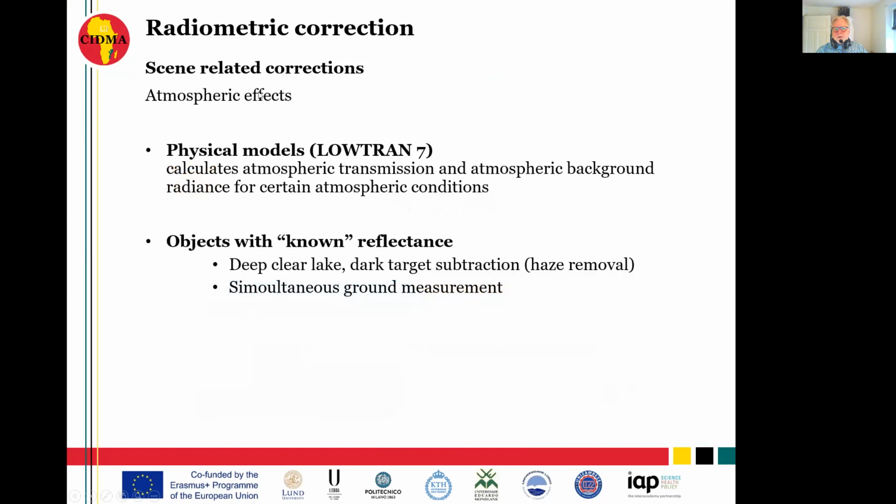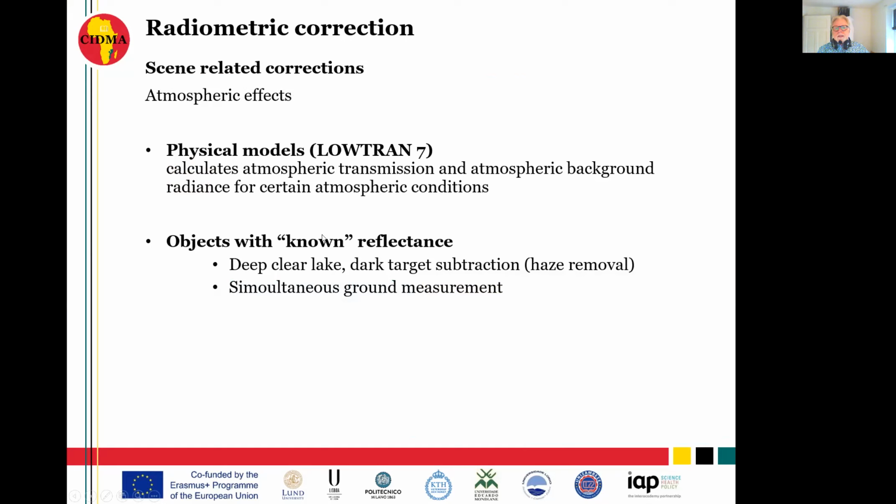The way to do that is we can use a physical model that calculates the atmospheric transmission at that point and the atmospheric background radiance for certain atmospheric conditions. That will need to be on the same date, and maybe even the time of day.